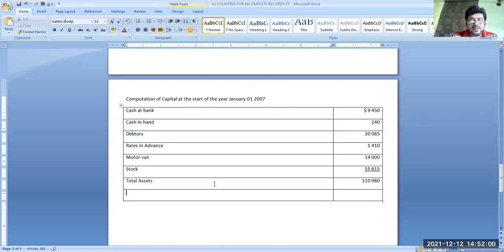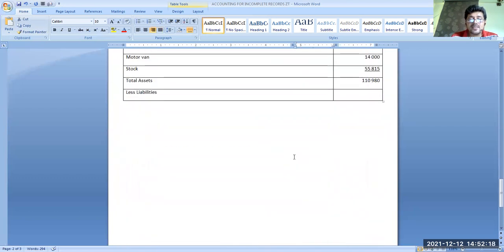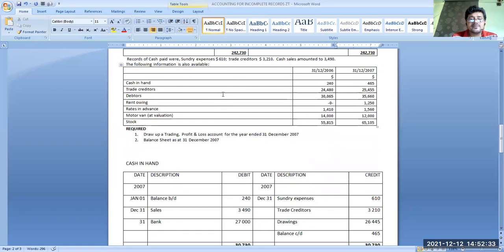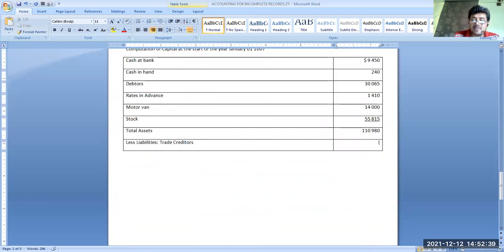Now, less liabilities. At the start of the year, we have only one liability, that was trade creditors here, 24,480. How much is trade creditors? This is 24,480. We'll keep it in a bracket.